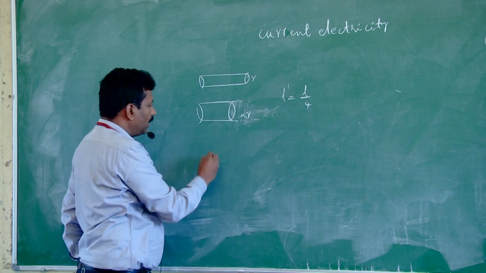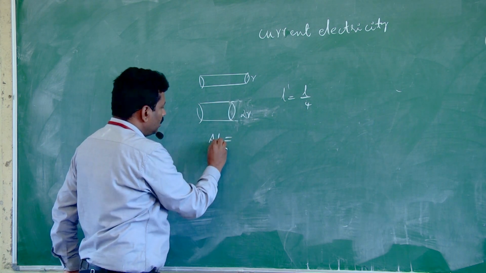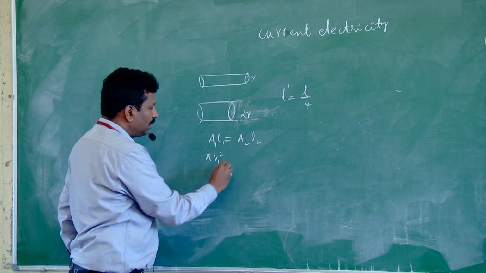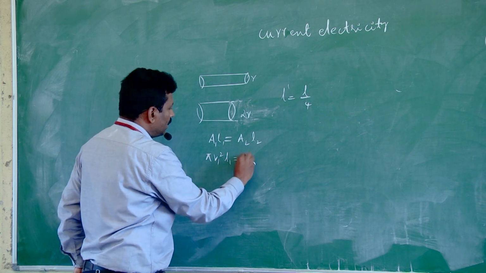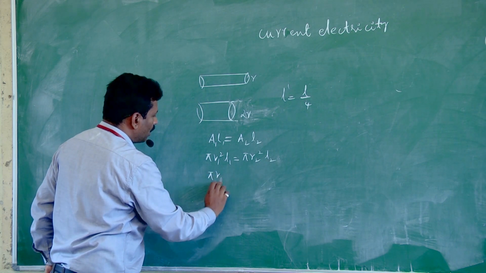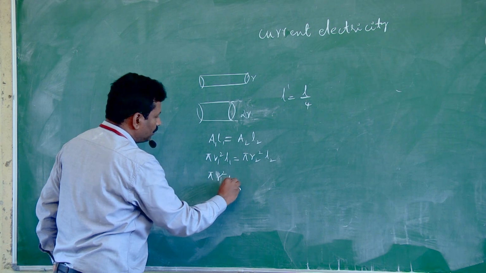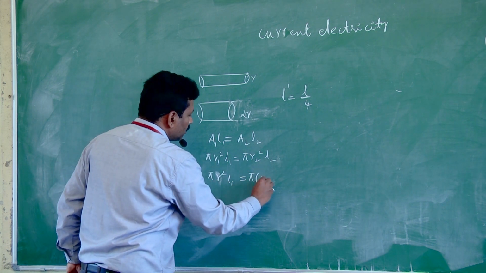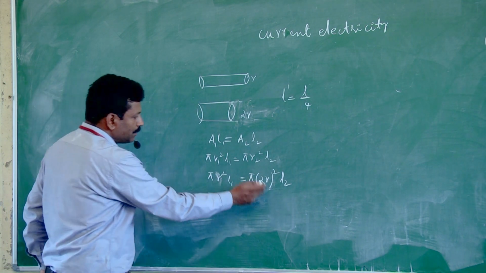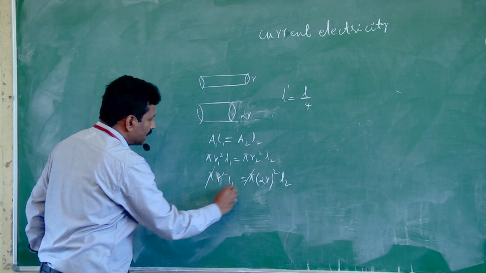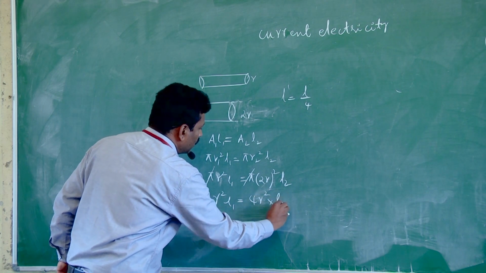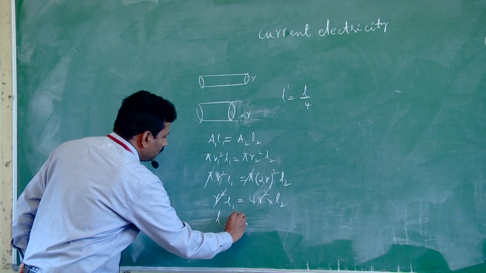When the radius becomes 2R, it is like this: A1 L1 equals A2 L2, correct? A1 is pi R1 squared times L1, and A2 is pi R2 squared times L2. The first is pi R squared L1, and the second is pi (2R) squared L2. The radius has become twice. So pi gets cancelled. R squared L1 equals 4R squared L2. Therefore L2 has become L1 by 4.